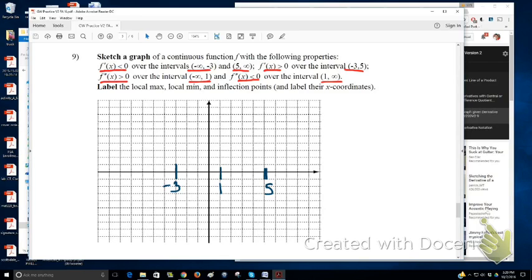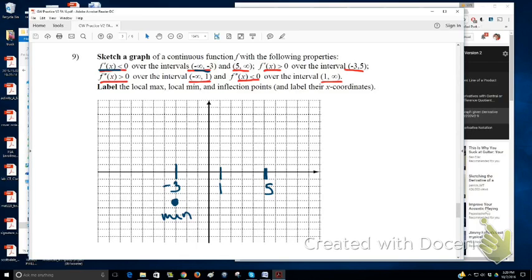Now, this function is said to be decreasing as it comes into negative 3, and then increasing afterwards. So that means at negative 3, I'm going to have a local minimum, and we need to label that as a minimum. And I'm going to just go ahead and put a point there.